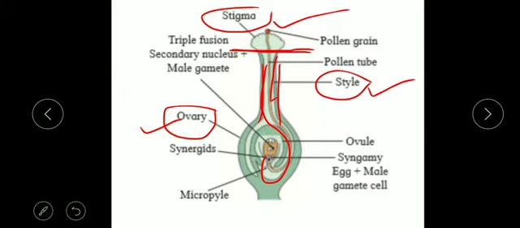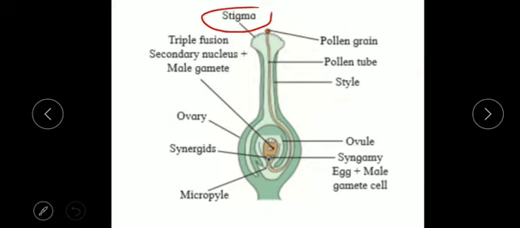Okay, and the last part is the ovary. So the ovary is the basal portion. This part is the ovary in which the ovules are present. And finally, you know that the ovule is the part in which the embryo sac develops. Okay, so the embryo sac is the female gametophyte, which is one of the most important parts. This is what we have about the stigma, style and ovary.